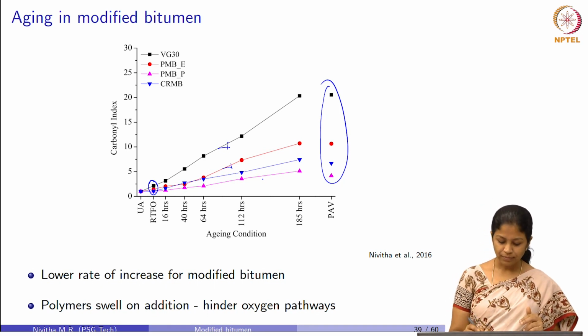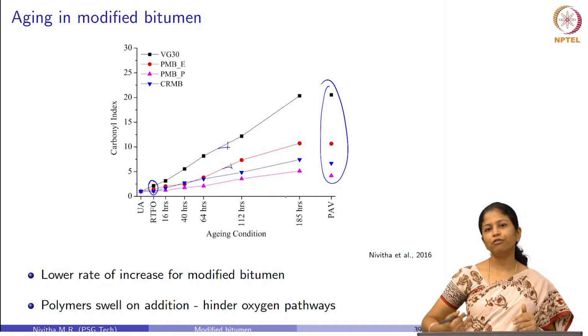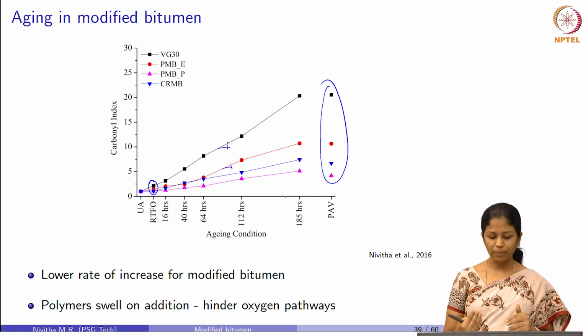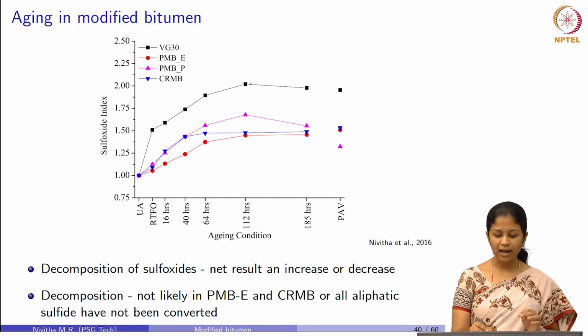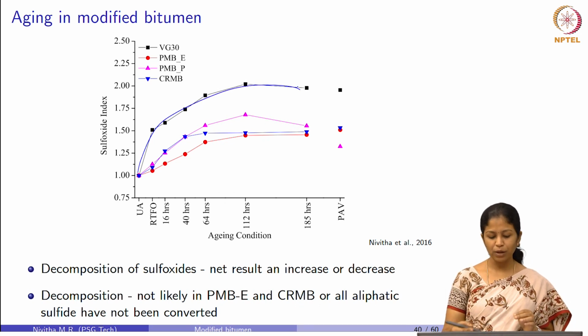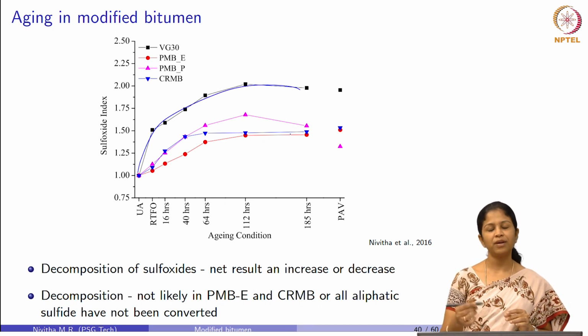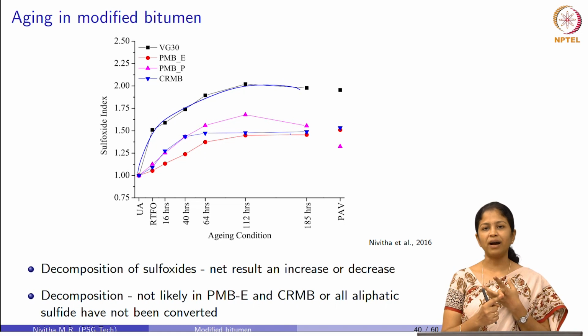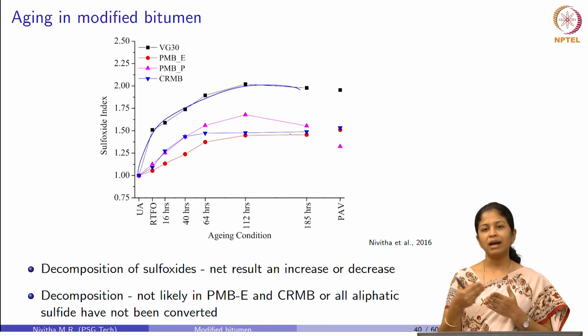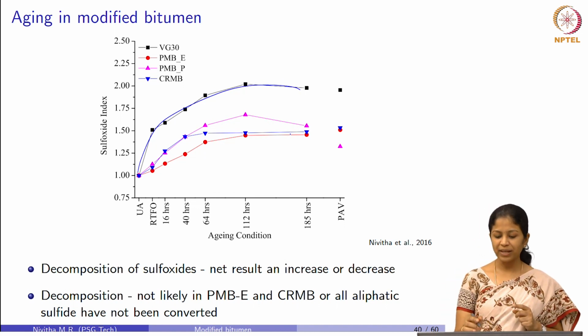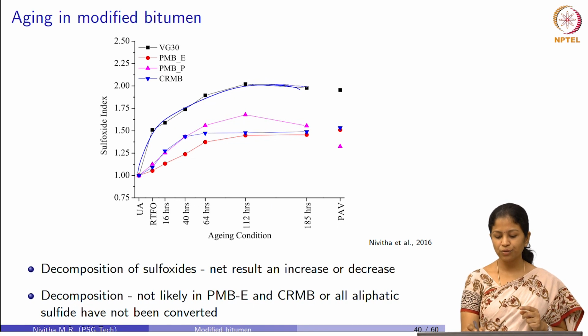So, then we can see that there is relatively lower formation of carbonyl compounds and lower formation of sulfoxide compounds. This figure here shows the sulfoxide index. Again, we can see a higher formation of sulfoxide index in the case of VG30 and relatively lower formation of sulfoxide compounds in the case of elastomer, plastomer and crumb rubber modified bitumen. So, the formation of carbonyl and sulfoxide compounds is relatively lower in the case of modified bitumen compared to the unmodified bitumen. And we can see that the sulfoxide here tends to saturate.